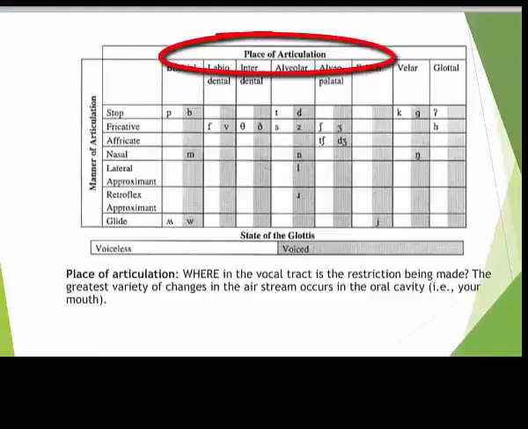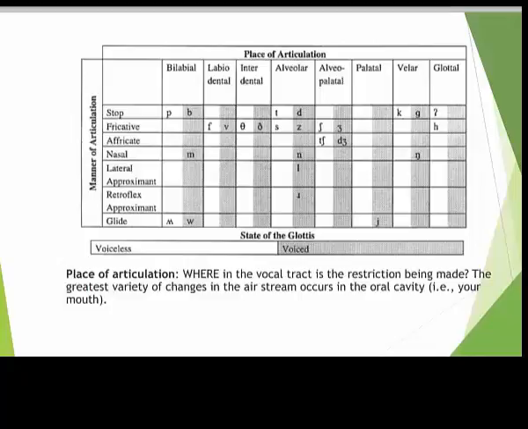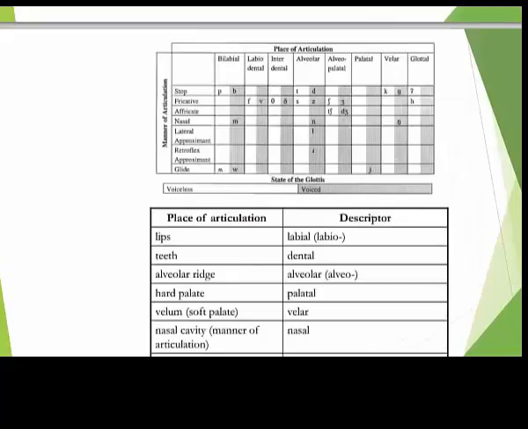Place of articulation is also straightforward. Where in the vocal tract is the restriction being made? The greatest variety of changes in the airstream occur in the mouth, the oral cavity. Knowing the parts of the mouth is also not too difficult. Some important locations in your mouth include things like the lips, right?